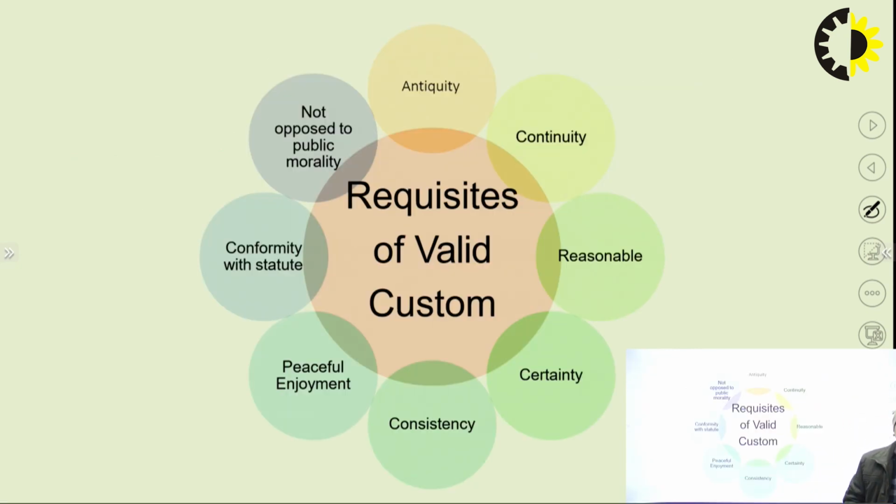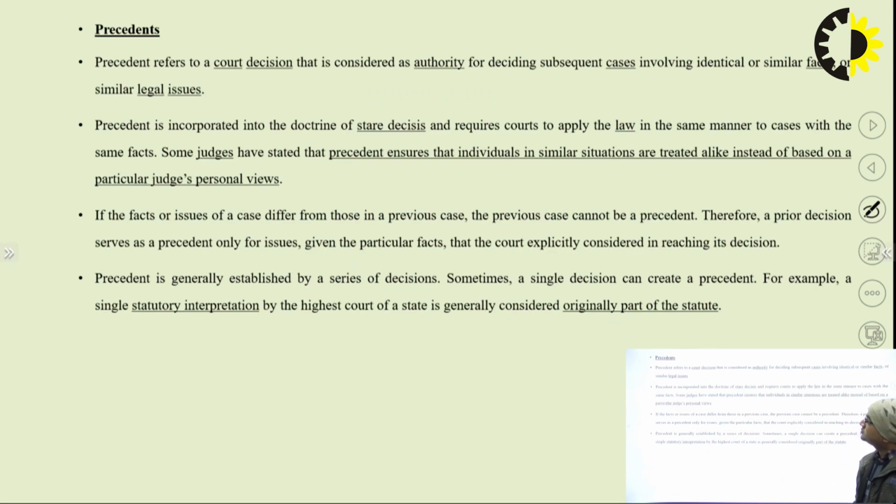So these are the various requisites which we have discussed, like antiquity, continuity, reasonableness, certainty, consistency, peaceful enjoyment, conformity with statute, and lastly, not opposed to public morality. Now, the next source of law, that is the precedents. Precedent refers to a court decision that is considered as authority for deciding subsequent cases involving identical or similar facts or similar legal issues.